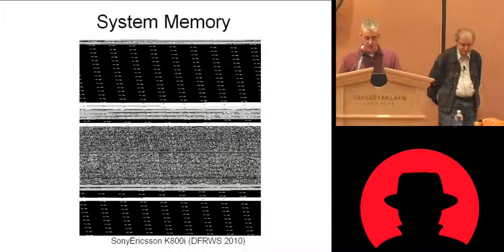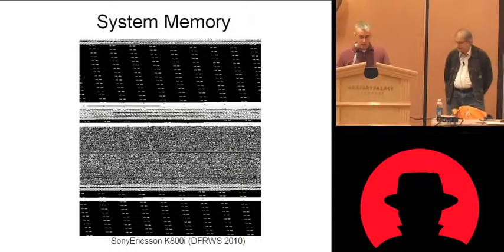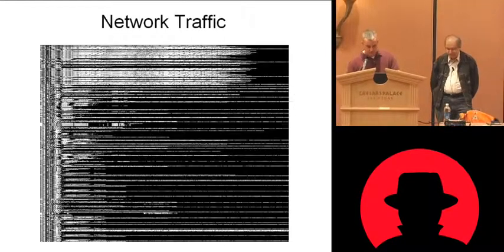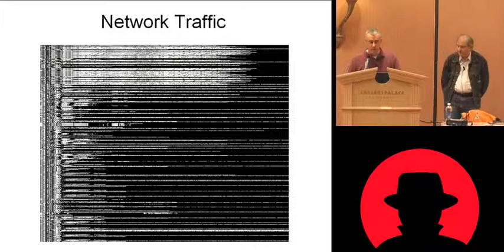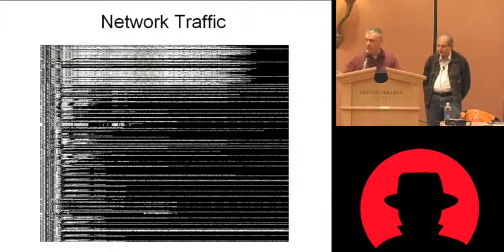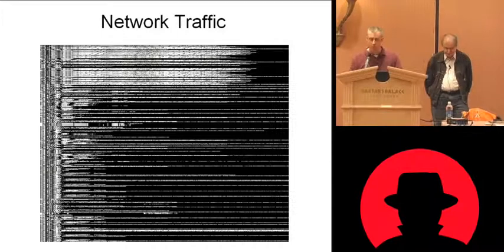This is from the Digital Forensics Research Workshop data set that they released this year. It's a Sony Ericsson K800. It's just a snippet from memory. And even network traffic, right? So this is a byte plot, except that it shows one packet per line and does a carriage return. So the long lines were large packets, the short lines are small packets. But again, this structure exists.